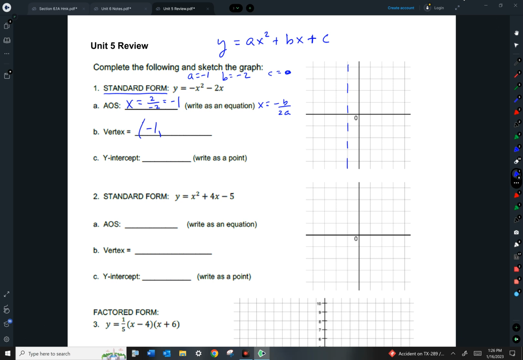And remember we said in order to find out what the y value is, I need to plug that negative 1 into my equation. So everywhere I see an x, I'm going to plug in negative 1. So I'm going to have y equals the negative that's in front of the x squared. Then in place of x, I have negative 1. That x is being squared, minus 2. And then in place of that last x, I have negative 1.